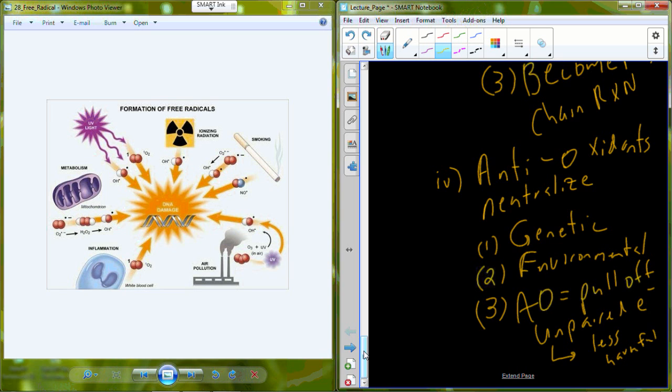So, like, when they're searching for cancer, are they searching for an antioxidant that will kill free radicals, or are they searching for something different? I've seen studies where they've looked at antioxidants.